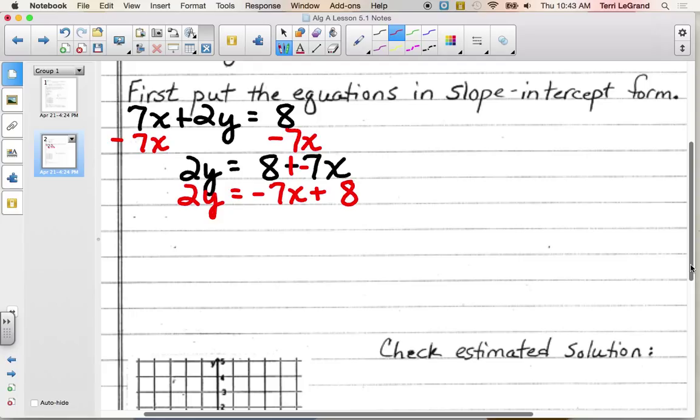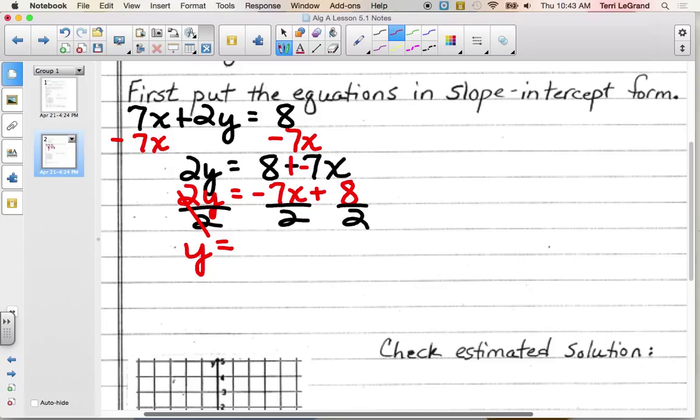Divide by 2. What would be divided by 2? Everything. Every piece gets divided by 2, even if it's going to look like it's going to be ugly in some cases. That doesn't matter. We're okay. So we have our y by itself over here. What is negative 7x divided by 2 going to become? How do you think we want to write that?